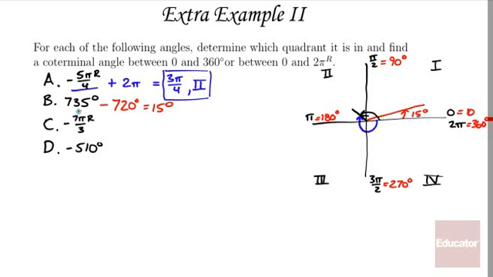And so what that means is that 735 would actually go out and circle twice and then end up right at the same place that 15 degrees ended up. So the coterminal angle is 15 degrees, and of course that is in the first quadrant.